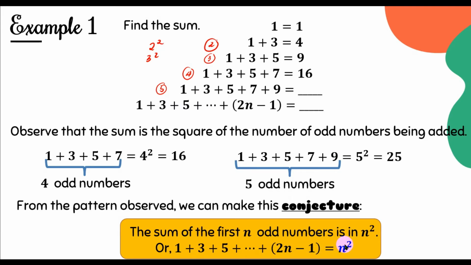So, halimbawa, meron tayong 10 magkakasunod na odd numbers dyan. So, gagawin lang natin is 10 squared. What will be 10 squared? And that is 100. Okay? So, that's for our example number 1. Now, let's have our example number 2.